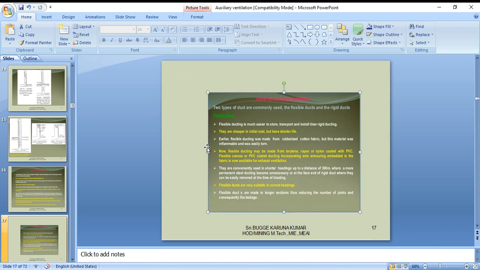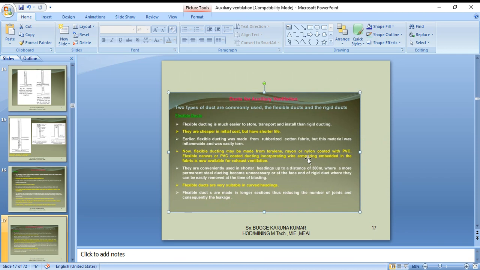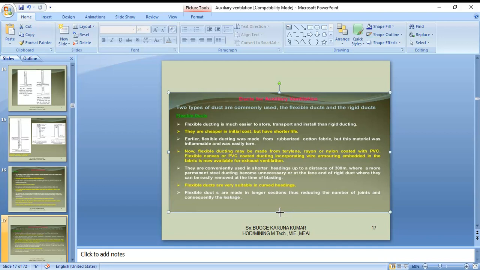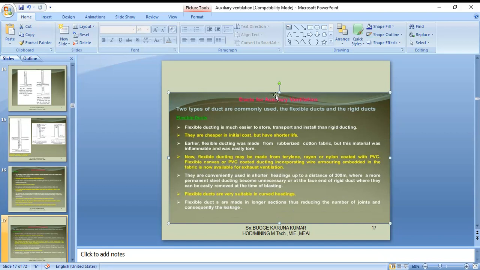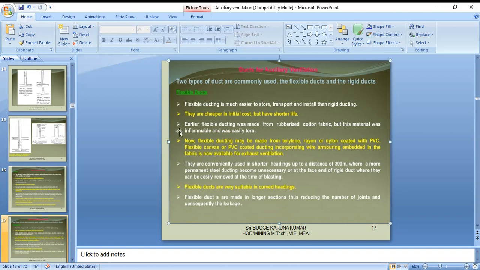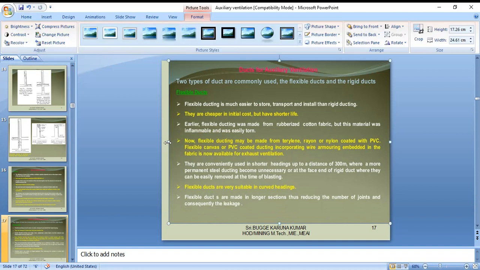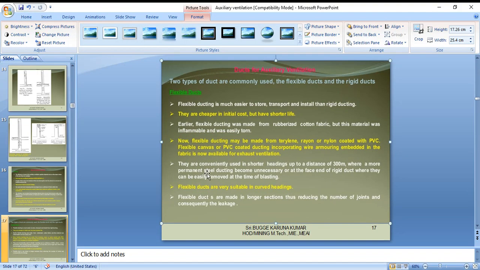Now I go to the types of ducts. There are two basic types. The fixed ducts are convenient, but as the distance increases, there are some transportation difficulties. Some challenges are there that we'll discuss in this slide. Coming to this one, two types of ducts are commonly used: the flexible ducts and the rigid ducts.